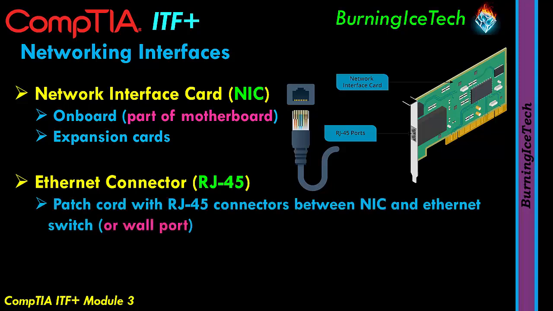So we call that a patch cord. Some folks call this a fly lead. It's got an RJ45 connector. That's going to be between your network interface card and the Ethernet switch or the wall port, assuming there's a switch or a wall port.